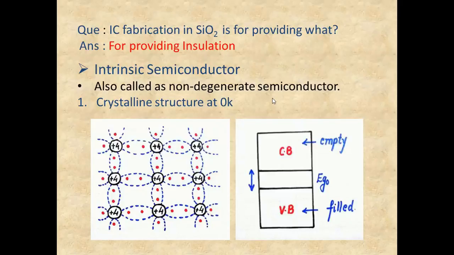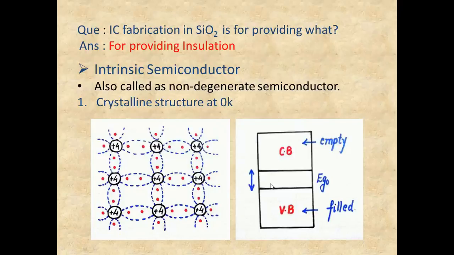Let's see one by one, and we will go into the depth of intrinsic semiconductor. First is the crystalline structure at 0 Kelvin. Here this is a crystalline structure. I have used the same element throughout the structure, which has 4 valence electrons, and on the other side I have the energy band diagram of the same crystalline structure at 0 Kelvin.